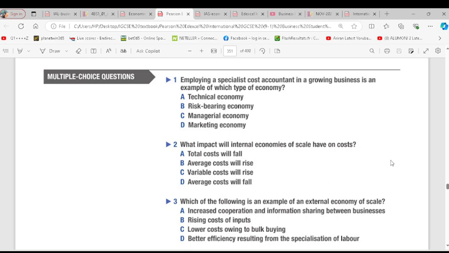So we go to MCQs for chapter 40, economies and diseconomies of scale. Okay, number one, employing a specialist cost accountant in a growing business is an example of which type of economy? A. Technical economy. B. Risk-bearing economy. C. Managerial economy. And D. Marketing economy.